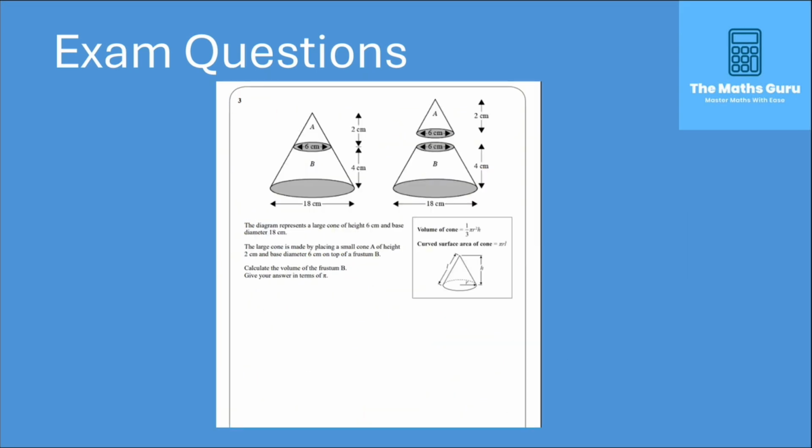Now looking at question number 3, it tells us that the diagram represents a large cone of height 6 centimeters and base diameter of 18 centimeters. The large cone is made by placing a small cone of height 2 centimeters and base diameter 6 centimeters on top of a frustum B. Calculate the volume of the frustum B. So the frustum is this part here.